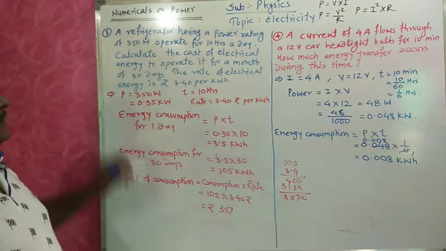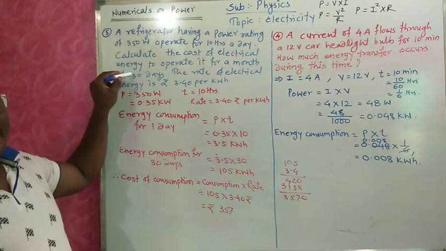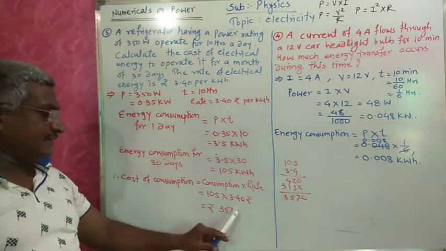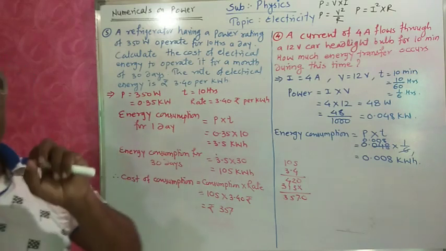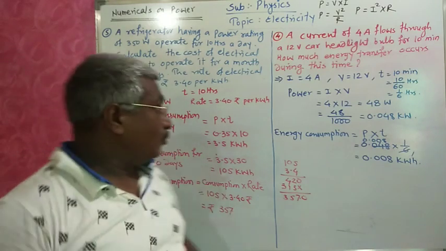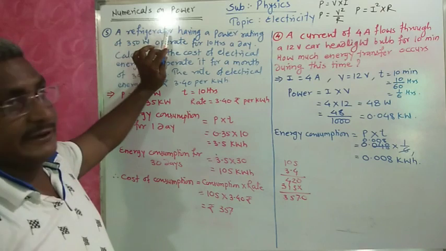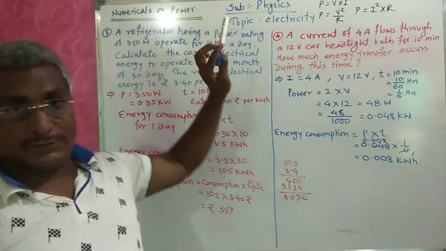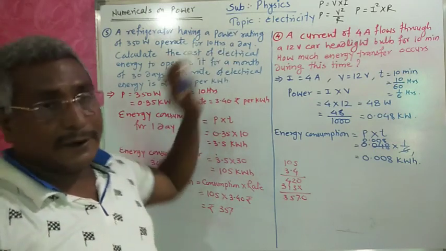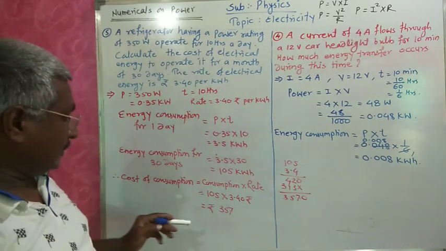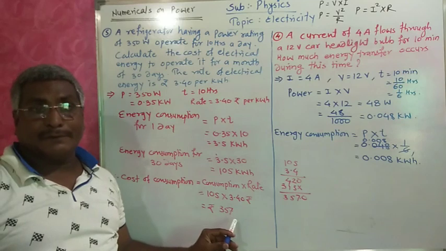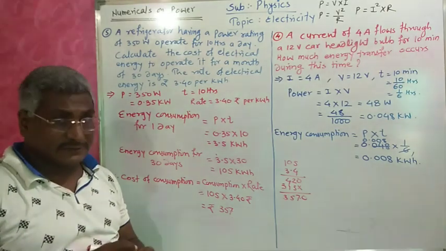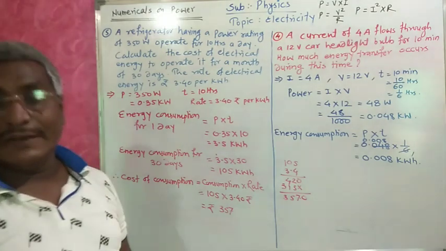So how much is the cost of electrical energy consumption? What is the cost of consumption? 357 rupees for 30 days. Whose? Only the refrigerator. If it works 10 hours per day, so how much has to be paid? 357 rupees. If it is 24 hours, then what is the cost?